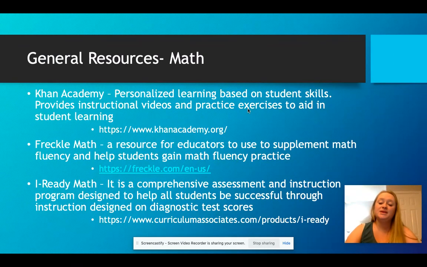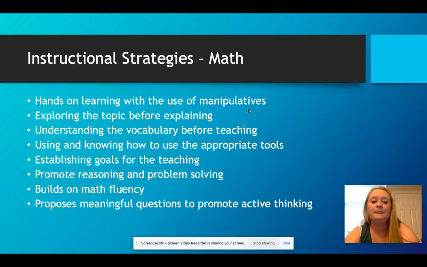iReady Math, this is something that I also use in my classroom. It's a comprehensive assessment and instruction program designed to help all students be successful through instruction designed on diagnostic test scores. So students take a test and it shows kind of where they are in their math levels, and then it provides individual student reports and your next steps for teaching students.